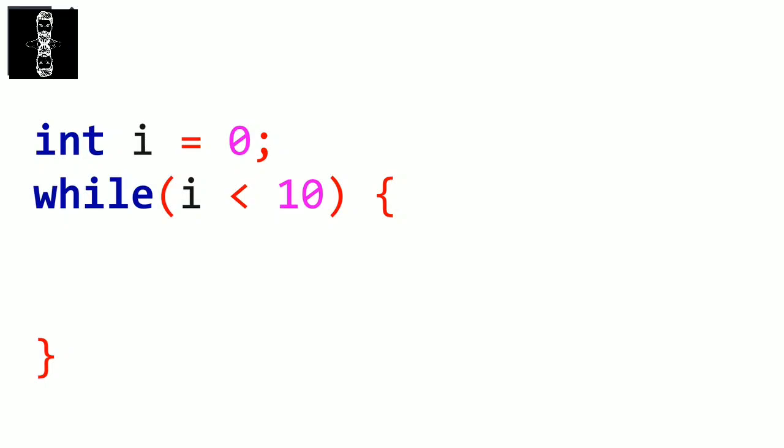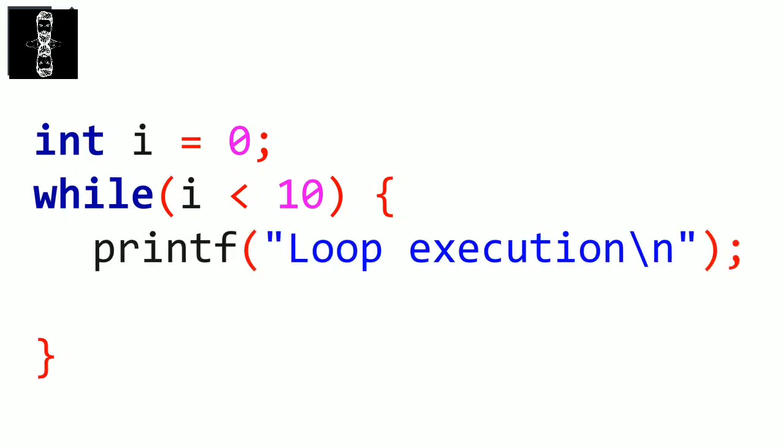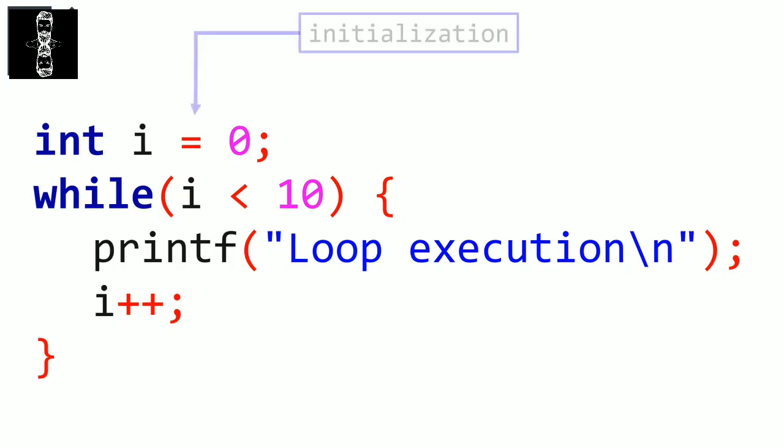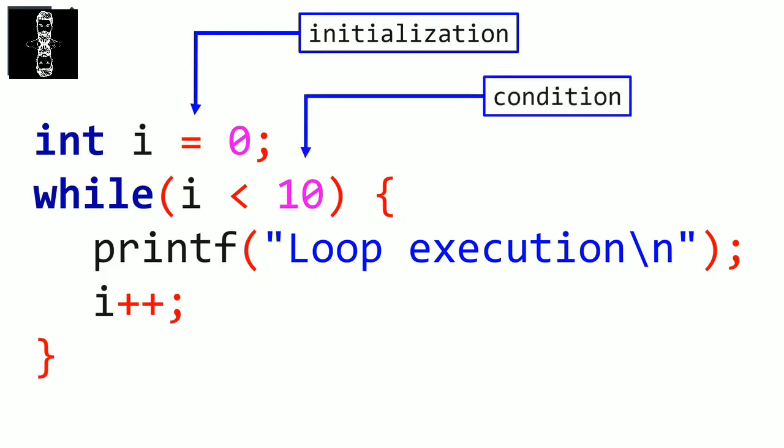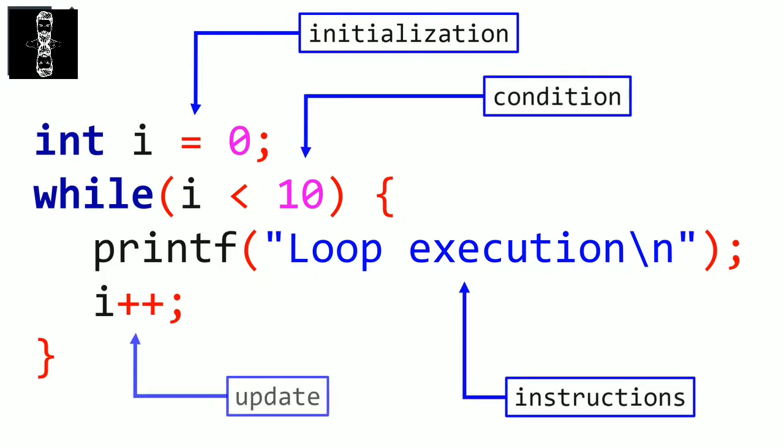And inside the loop we print "loop executed", and then we increment i, otherwise we would get an infinite loop. So the elements we use are the initialization, the condition, the instructions, and the variable update. What if I tell you that there is a loop that makes it possible to write the initialization, the condition, and the update in one single line?